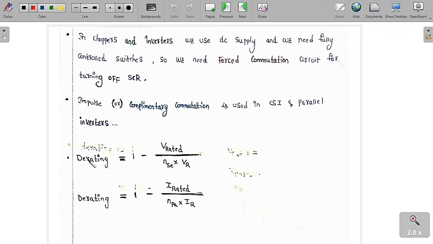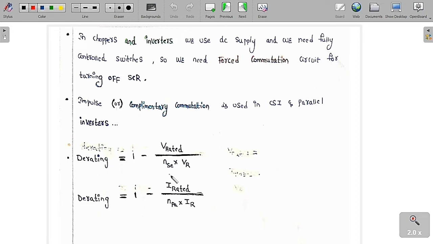In terms of current, derating factor is equal to 1 minus I rated by N parallel into I rated. So derating factor is 1 minus V rated by N series into voltage rating of each SCR, whereas derating factor is 1 minus I rated by N parallel into I rated. With the help of these equations, we get the number of SCRs needed in a series connection, and the number of parallel paths required.